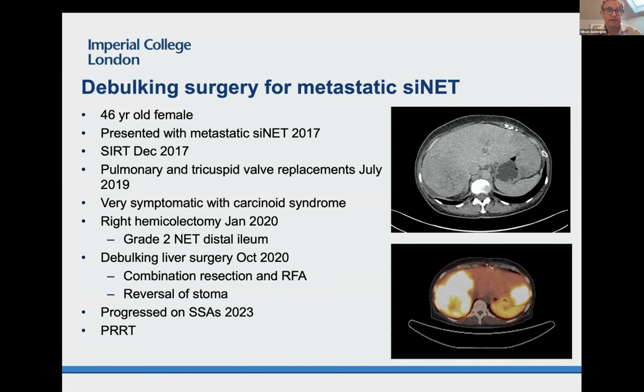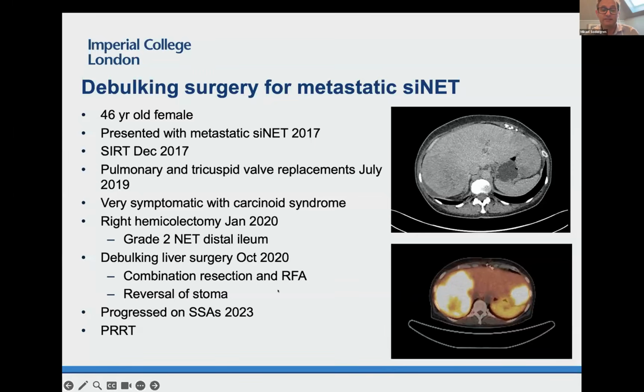She was actually symptomatic from the small bowel. It was causing partial obstruction, so she underwent a right hemicolectomy in January 2020. It was found to be a grade 2 neuroendocrine tumor of the distal ileum. And then she underwent debulking liver surgery in October 2020, where I did a combination of resection and radiofrequency ablation, and also reversed the stoma that she had following the right hemicolectomy.